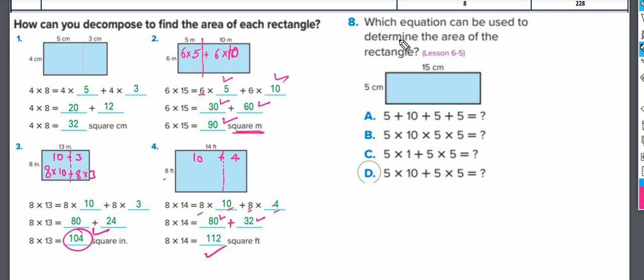Now try this question by yourself. Again you have to decompose the figure. Let me help you decompose it. 15 you can decompose as 10 plus 5. Now you can just select the option which is correct, and check yourself.